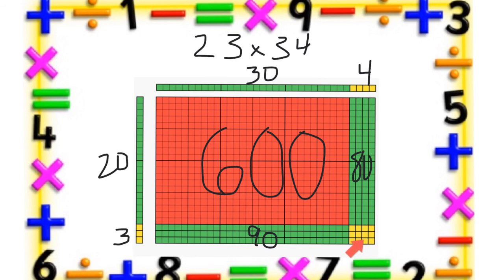Then I have this last section here, and I notice that there's 12. It's a 3 by 4 small array of ones. And so I have 12 here. And so to find my total, I just need to add up all these numbers. So I have 680. I have 90 plus 12, which is 102. And if I add those together, I get my total, which is 782.